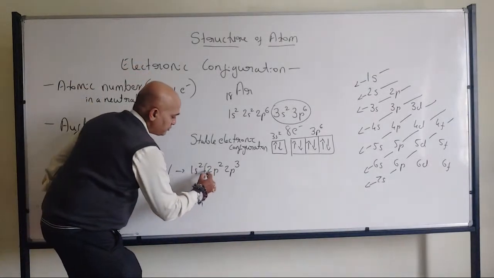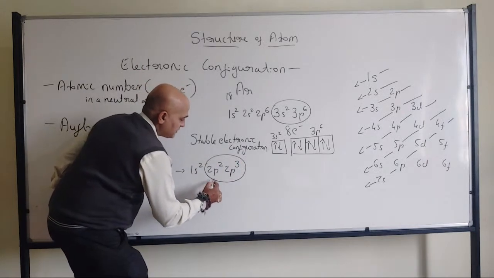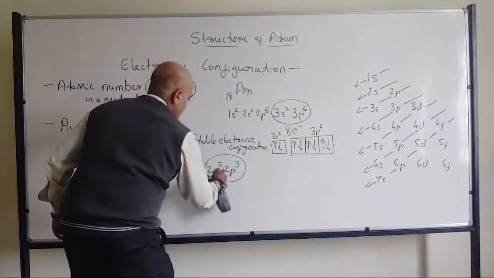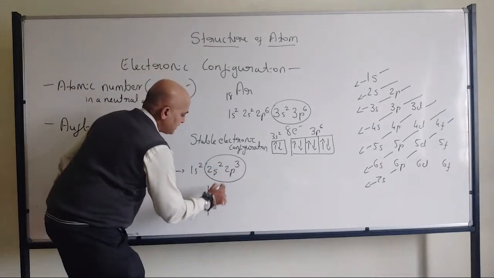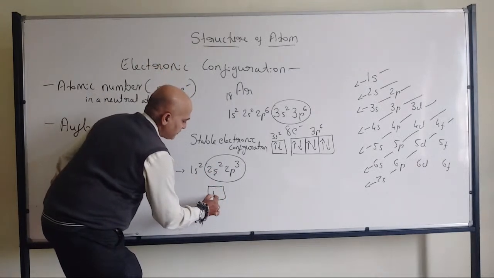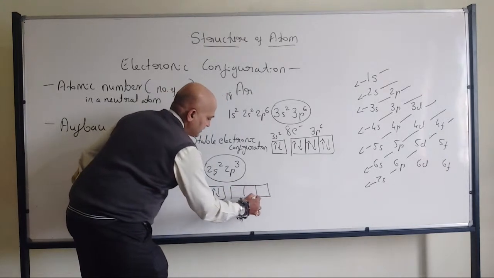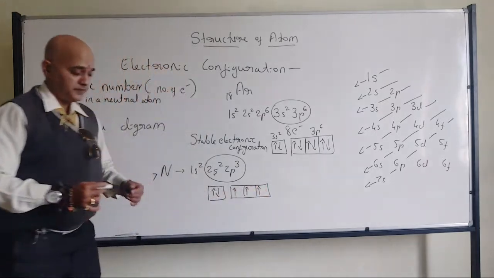Now, if I want to talk about only the outermost electrons, then I have 2s2. I had written it as 2p, so it should be 2s2. Okay? So now only one box for 2s2. And when it comes to 2p3, that's where 1, 2, 3, it got over.